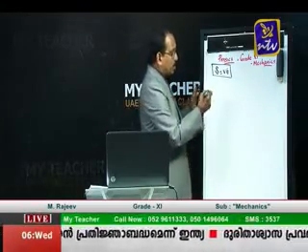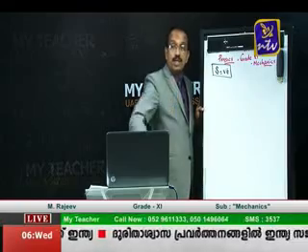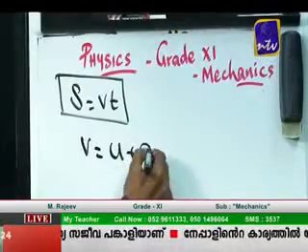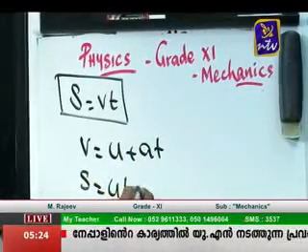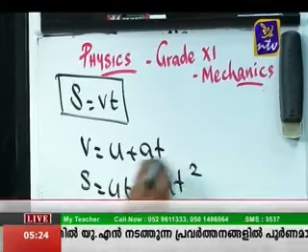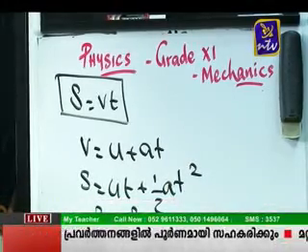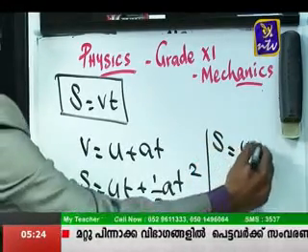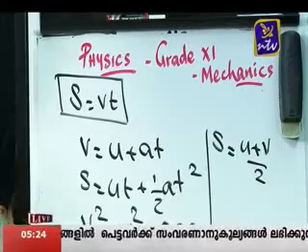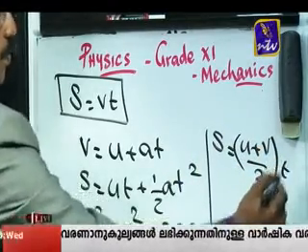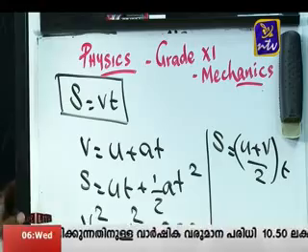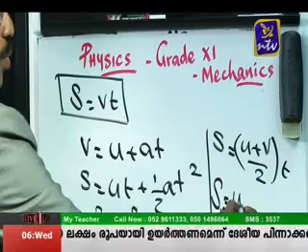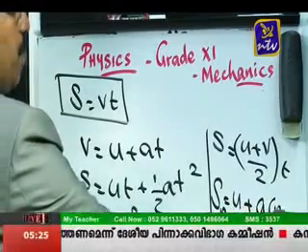Alright, and the remaining equations, which we call equations of motion, we have V equals U plus AT, S equals UT plus half AT squared, then V squared equals U squared plus 2AS, and one more equation, S is equal to (U plus V) by 2 times T. And one more, you must have seen this equation, Sn is equal to U plus A times (N minus half).